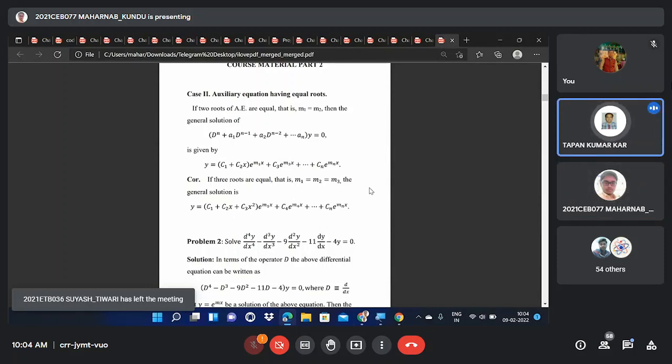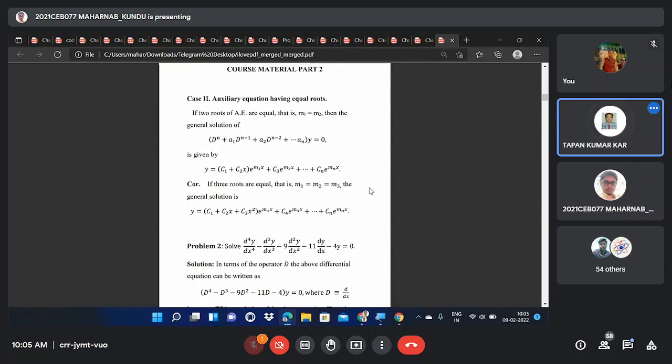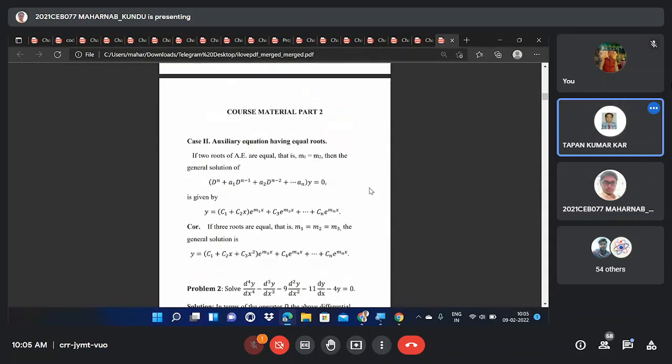If there are 100 roots equal, 200, any finite number of roots are equal, then it will follow this pattern: C1 plus C2x plus C3x square, C4x to the power 4, like that. Whatever the number of roots, it will follow this pattern.